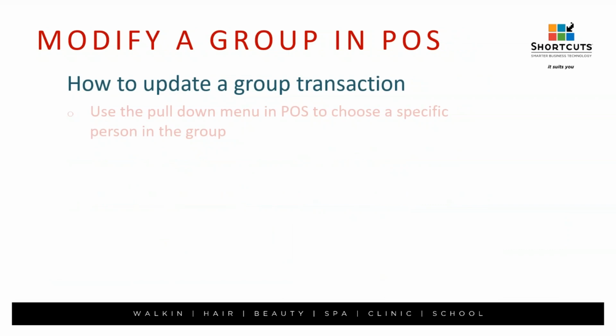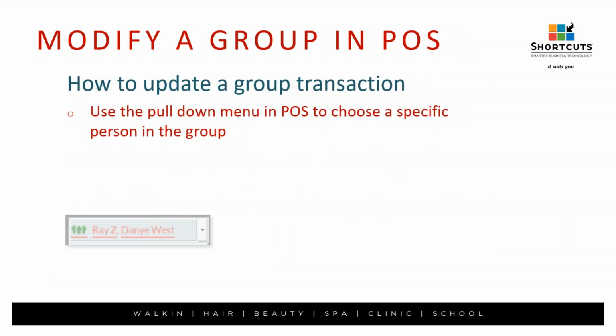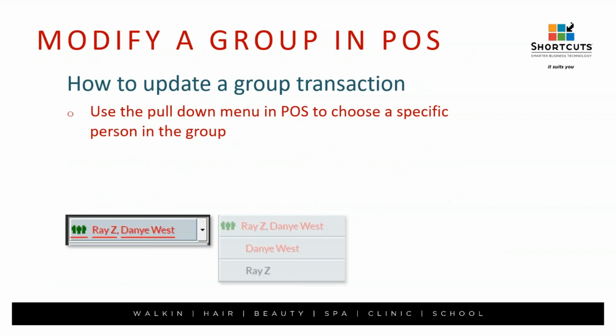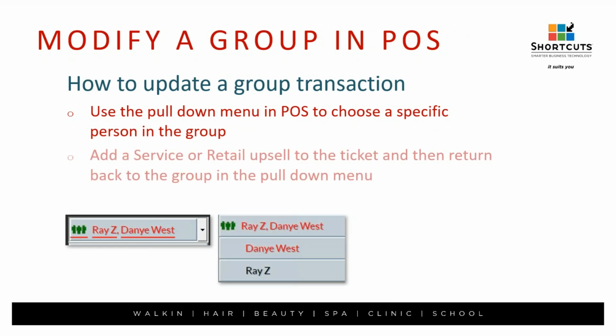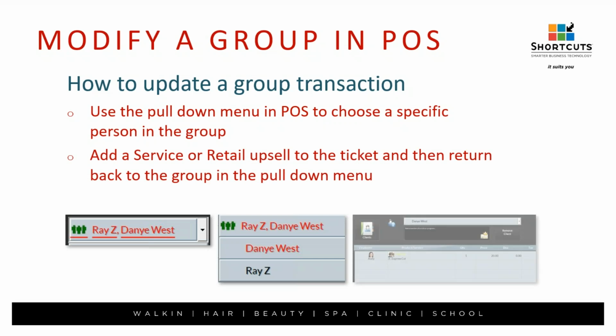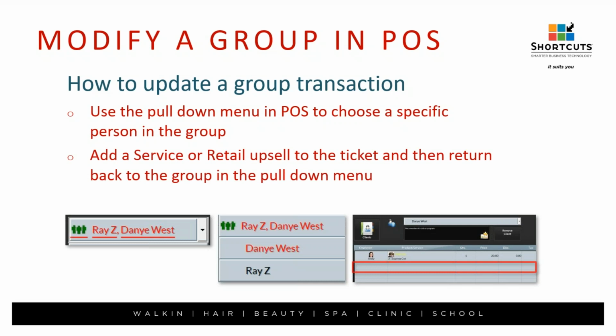How to modify a group. So once you have a group in Shortcuts and one of those customers had an add-on service or wants to buy a product, remember to choose their name from the pull-down list and modify what they were having to their ticket. So that's something I had done just a moment ago.